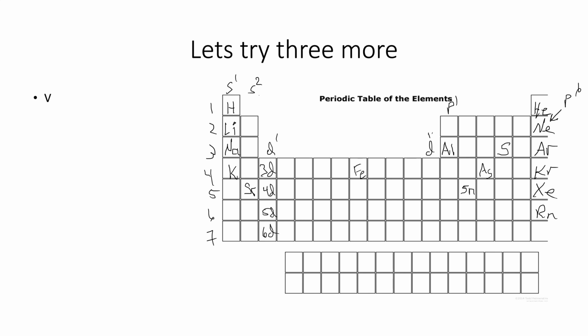Try these on your own. Vanadium. Okay, let's go back. Try these on your own. Try vanadium. Okay, hit pause and try it on your own. All right, and so for vanadium, you say it's argon, 4s2, 3d3. See that? How about germanium? All right, so find it on the table, do it on your own.